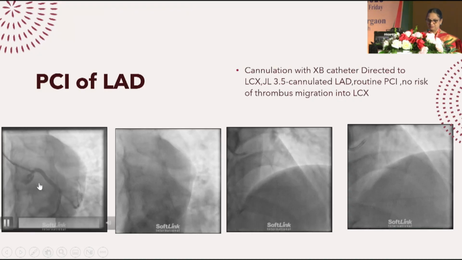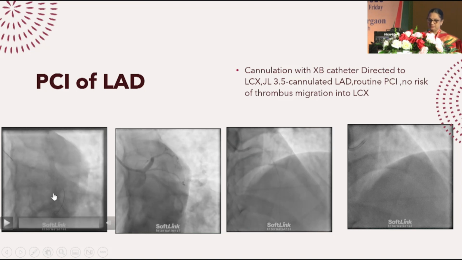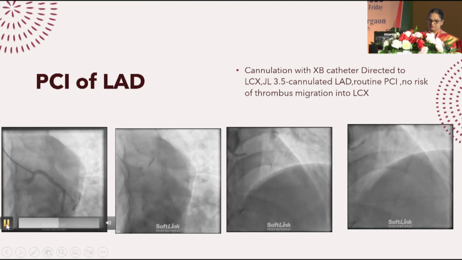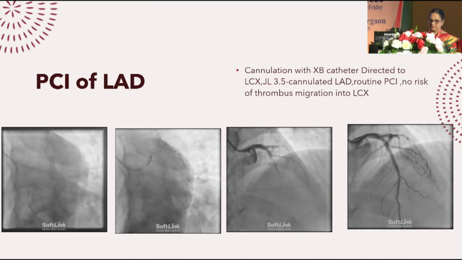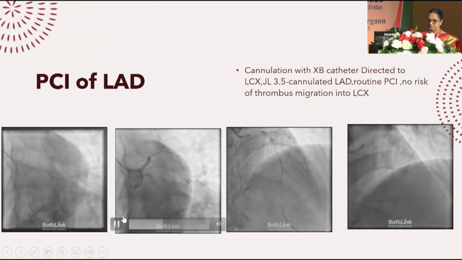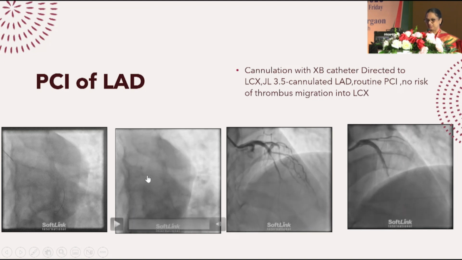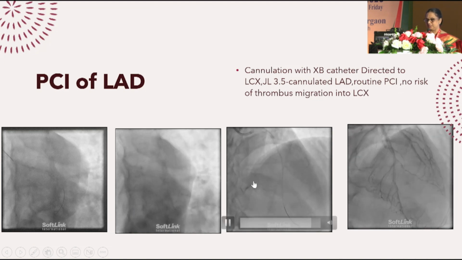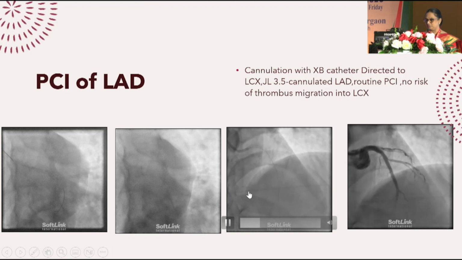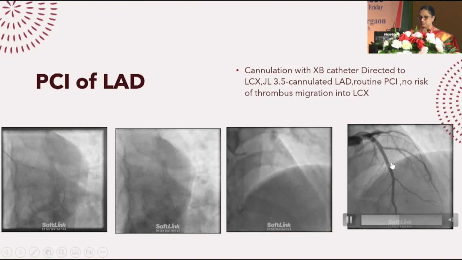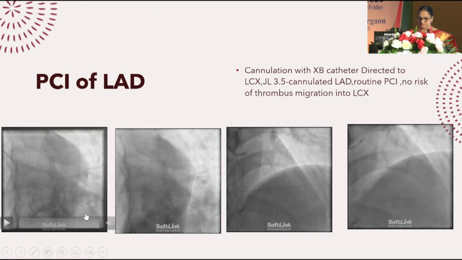The other possibility was that it is a short left main. So I cannulated the LCX and then wired it and then pulled it back a little bit. And then you can see that there is a LAD which has a separate origin from the LCX. So I switched the catheter to JL and cannulated the LAD selectively. And now it is quite straightforward, and you don't have to worry about the spill of the thrombus into the LCX, and it is quite a straightforward plasty.